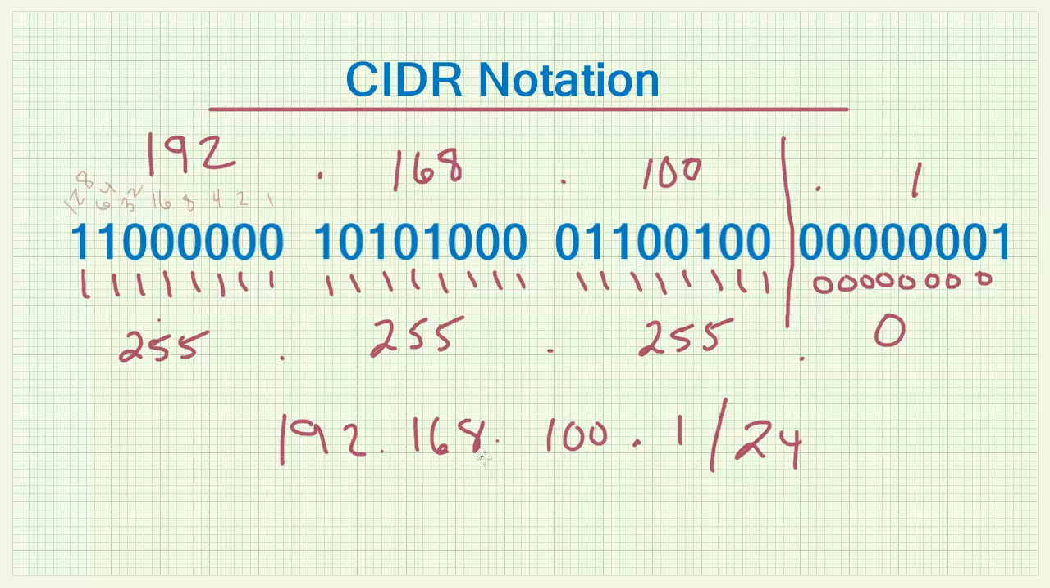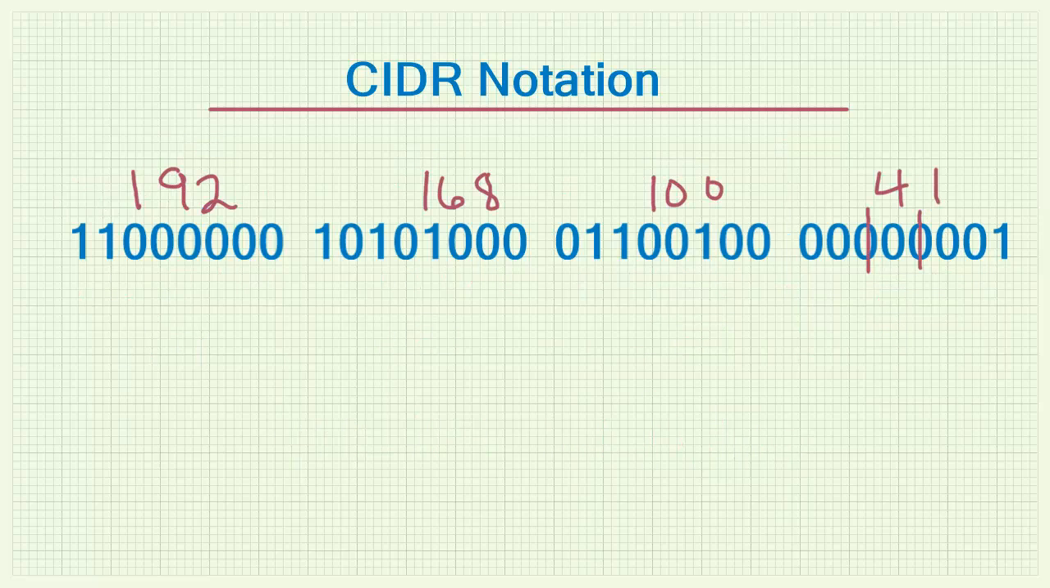So what this means here is that the first 24 bits of this IP address are network, and the remaining bits, the last 8 bits, are host, and the dividing line is right there. So this and all of this mean exactly the same thing, just two different ways to express the same idea.